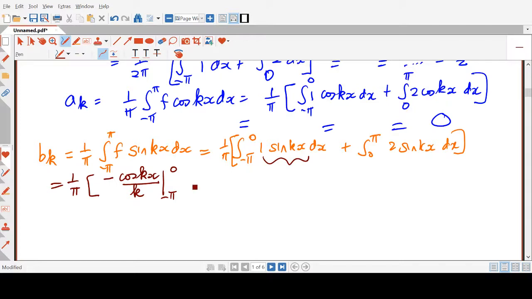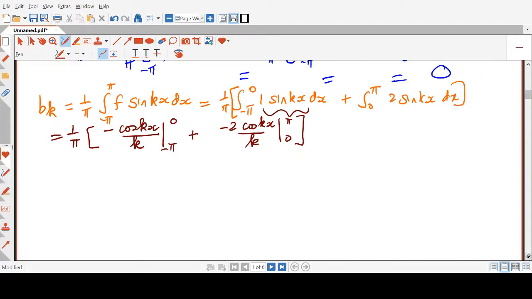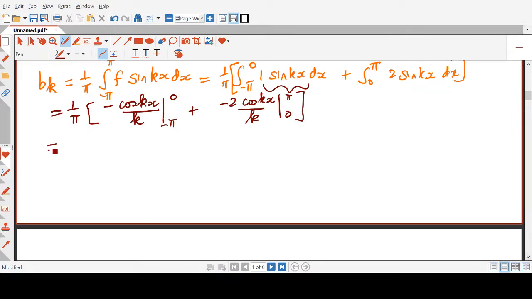Then the next one is plus, here it'll be minus 2 cos kx over k. The limits this time are 0 up to pi. Right, so let's now work this out actually. So this is going to be 1 over pi. Let's substitute the upper limit first. Minus cos 0. What's minus cos 0? Minus 1. And then let's put the minus pi in here. Minus cos of minus k pi.